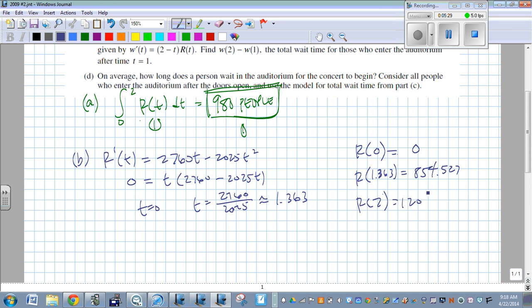So our maximum occurs at t equals 1.363 hours.